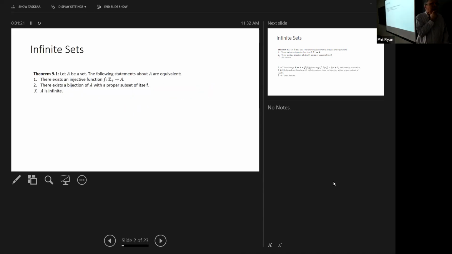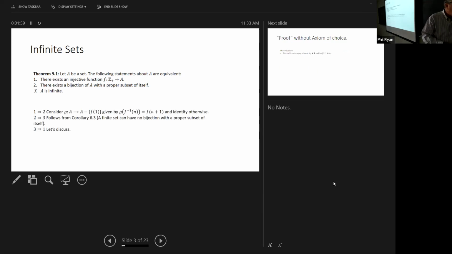To illustrate what we want to talk about, let's have a look at this theorem about infinite sets. If you've got a set, the following statements are equivalent ways to define a set as being infinite. One: there exists an injective function from the positive integers to our set. Two: there's a bijection of A with a proper subset of itself. Three: A is infinite.